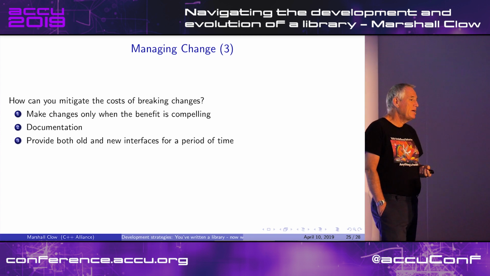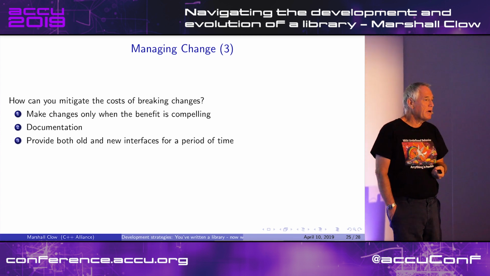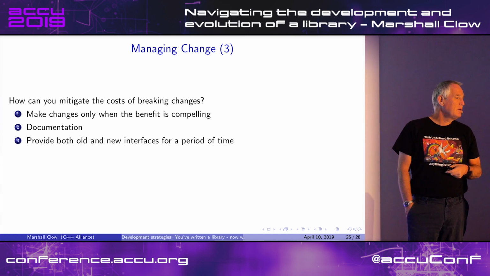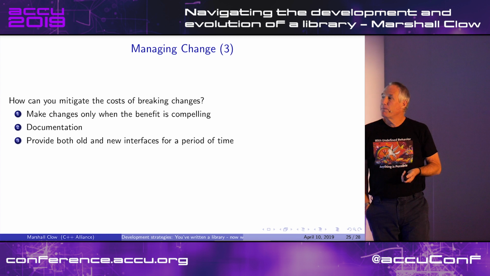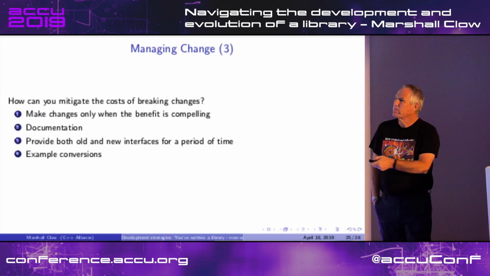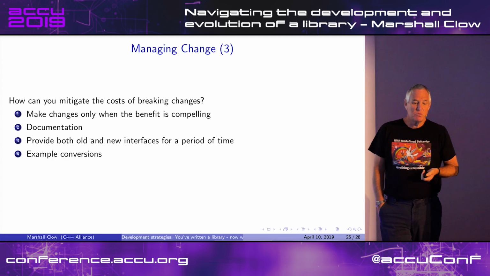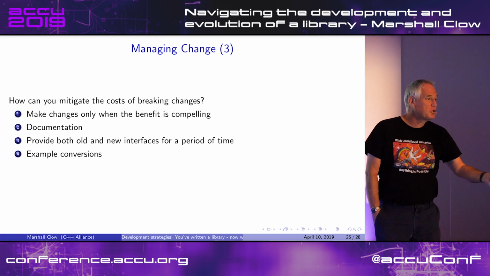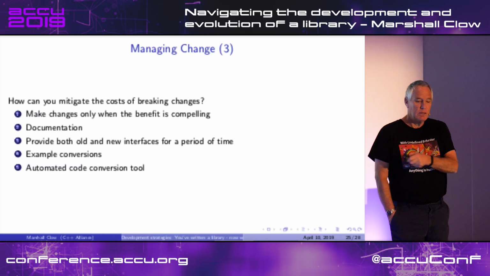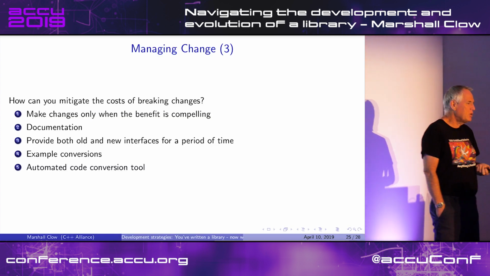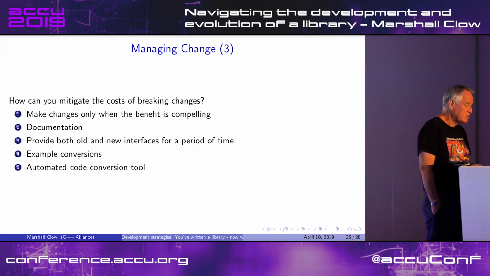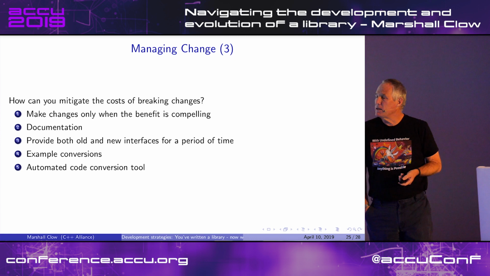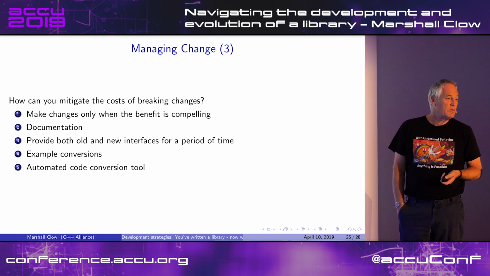You can possibly provide both the old and new versions in parallel for a while and tell people this one's going away in 6 months. Give them time to make the changeover. You can provide example conversions, sample code that says this is how you switch from old to new. You could do automated code conversion tools. Google's Abseil library has promised to provide tooling to update every time they change an interface.